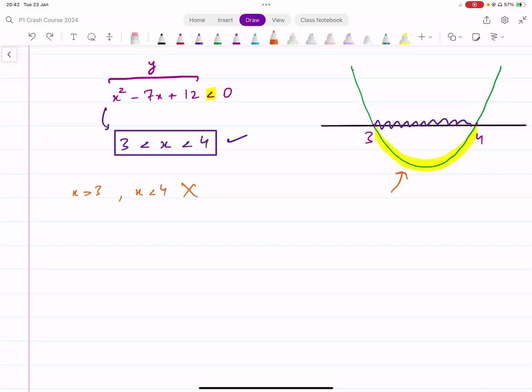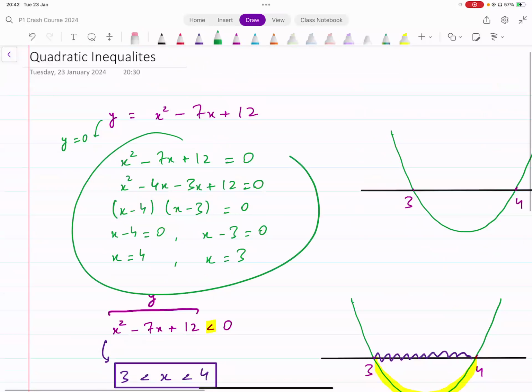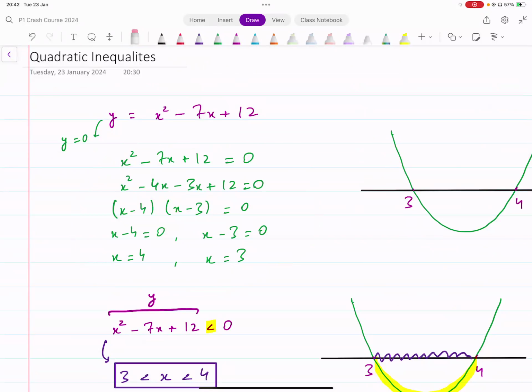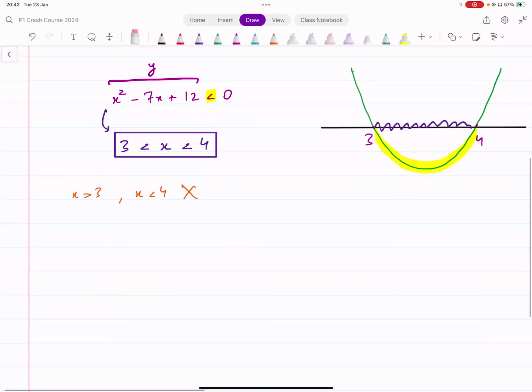Okay? Yes, Abdullah. Sir, we need to first put the equation equal to 0 to find 3 and 4, the x-intercepts. Then we will say that it is below the x-axis. Exactly. So first of all, you have to do this process. In this case, we had already done this. So assuming that we already know those x-intercepts, then we do this. First we have to find those x-intercepts. We will go through that whole process. For now, we're just trying to understand the logic of it.